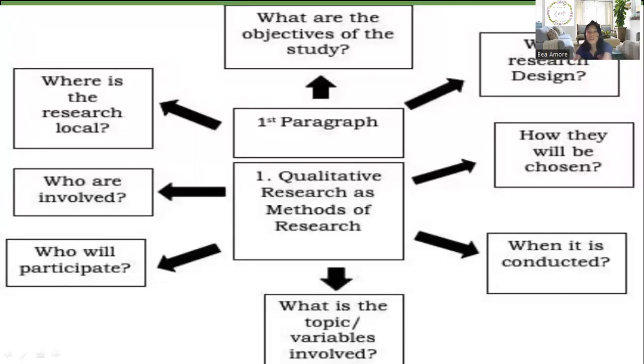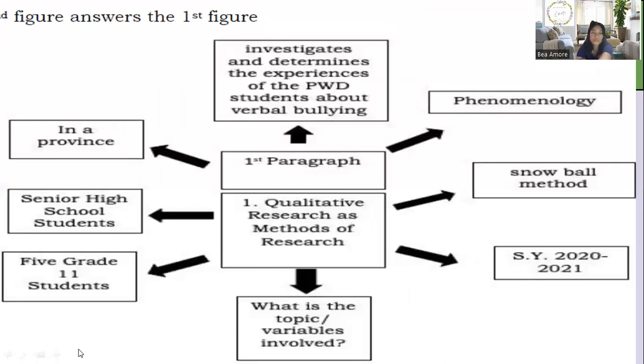And then for qualitative research as a method of research, here are the following that should be in your paragraph: how they will be chosen, when it is conducted, what is the topic or variables involved, who are involved, and who will participate. So this figure answers the first figure.